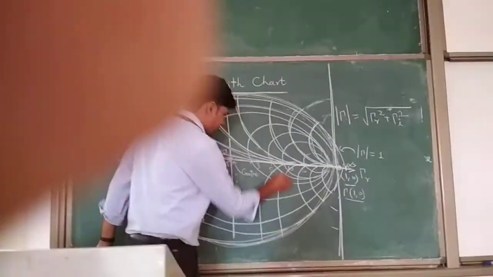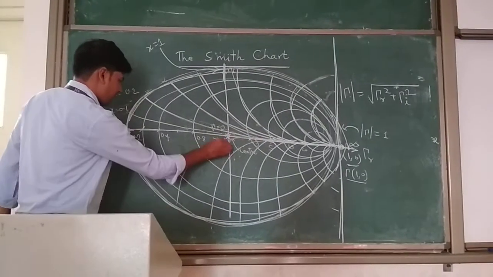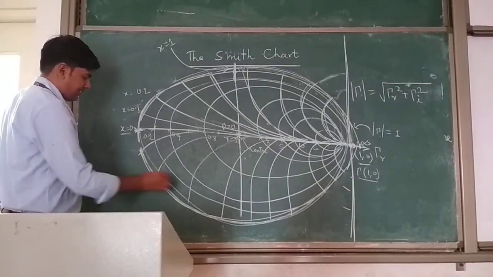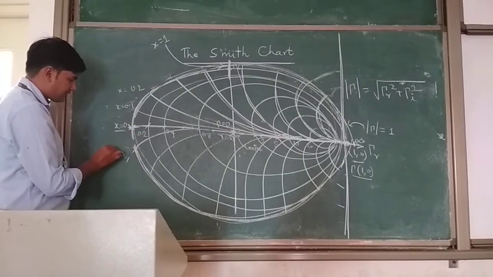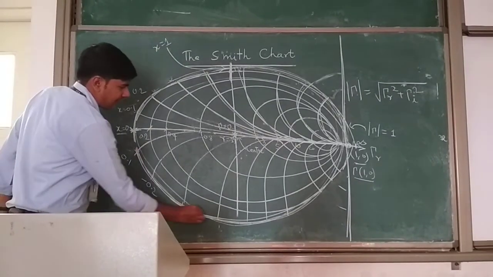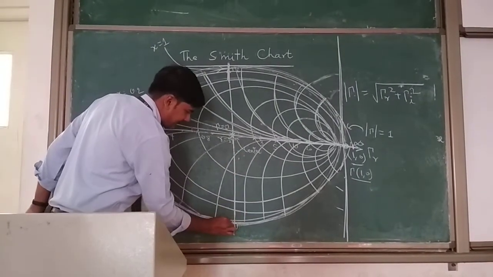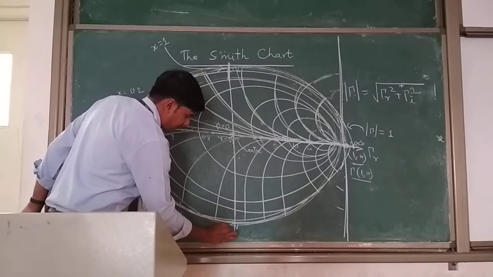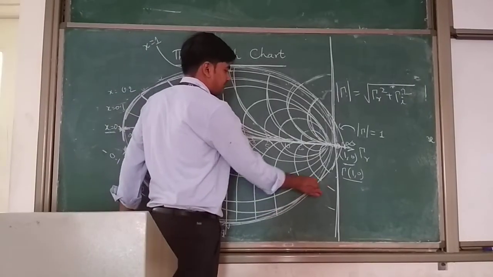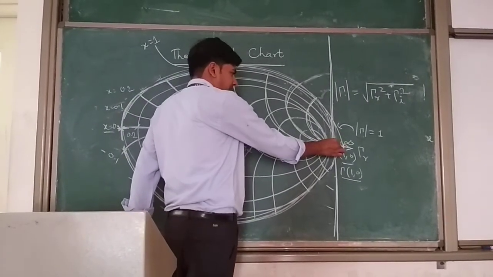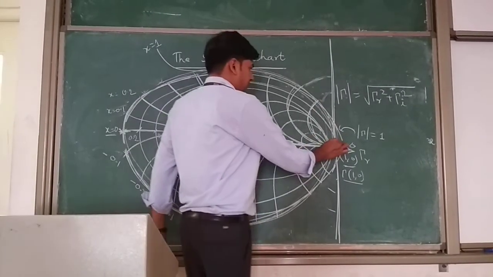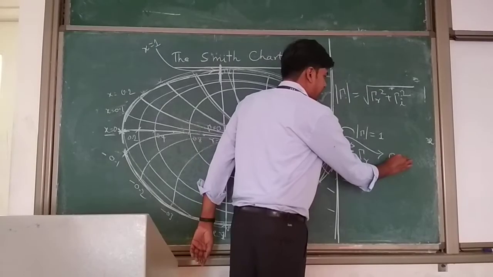So if you make it like this, and keep on making like this, what will happen? You will get the negative reactance values. So it is 0, then minus 0.1, minus 0.2, minus 0.3, and so on. And whatever is cutting here, you will get x equal to minus 1. This is x equal to minus 1, minus 2, minus 5, minus 10, minus 50, minus 100, minus infinity. So this point is basically the infinite point, also known as open circuit.